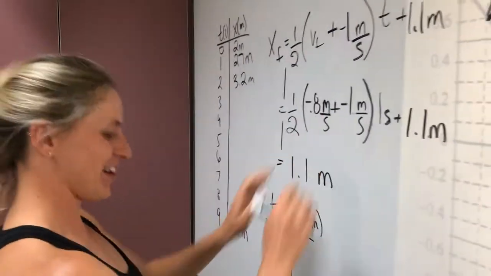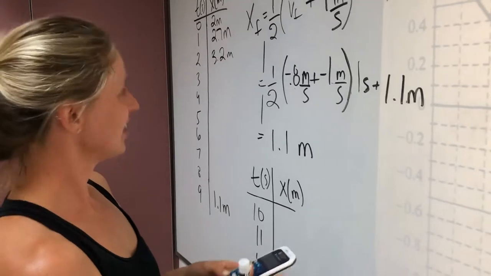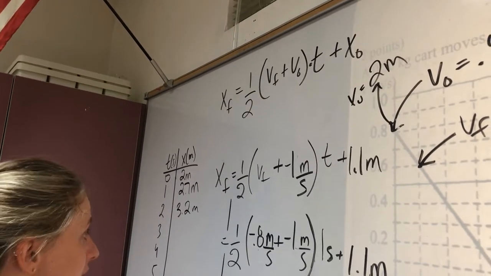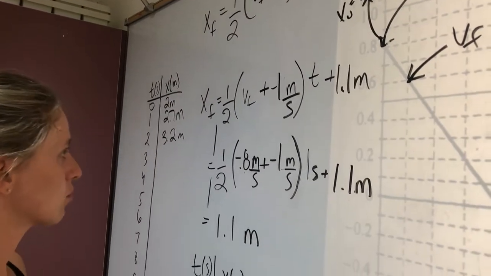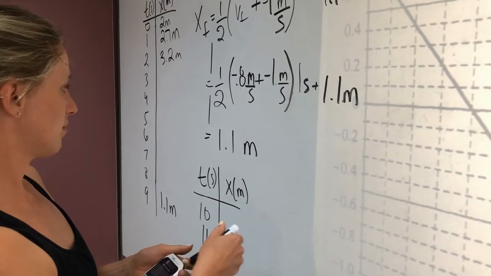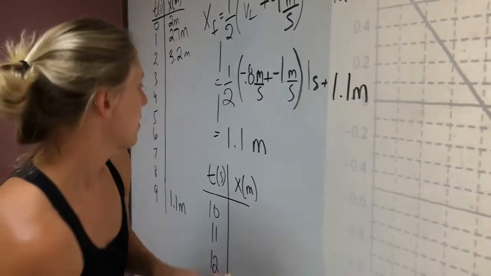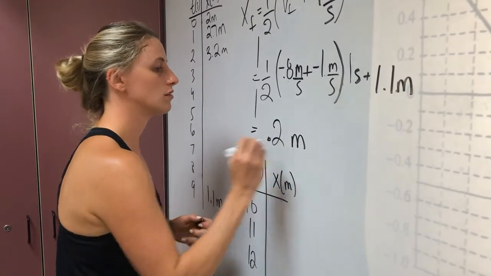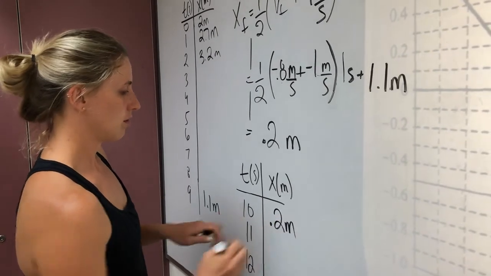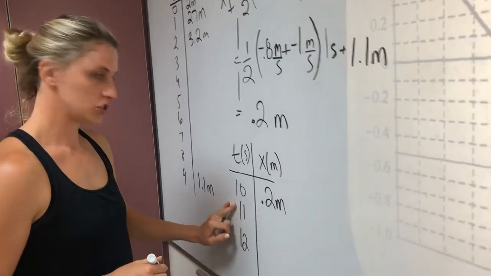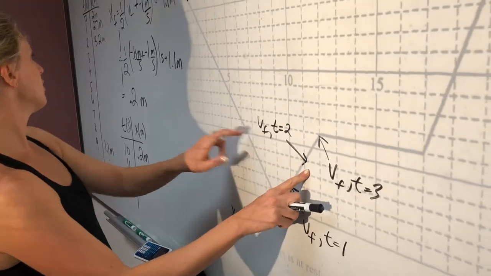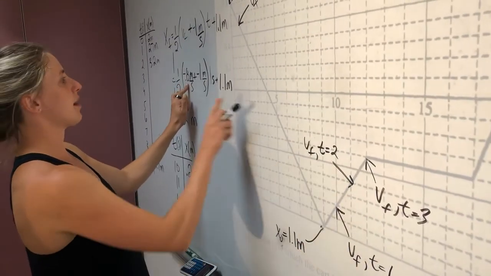So okay, back over here. I'm going to go ahead and plug this into my calculator. So 0.5 times negative 0.8 plus negative 1 times 1 plus 1.1, and I get 0.2. Put this down. So 0.2 meters. Now, what do we do with this? We come down here, we go ahead and put it in our chart. And then what you guys are going to do is keep on going, and again, the only numbers that you are going to change are the velocity right here and the time right here.